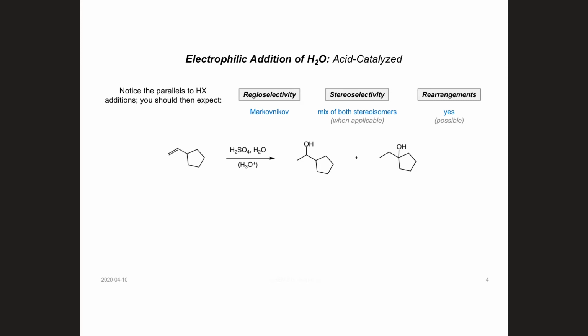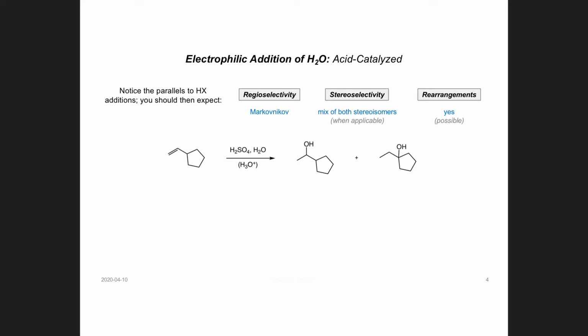So hopefully you observed from the previous mechanism there are a lot of parallels between the addition of water and the addition of, say, HBr. Both are acid catalyzed processes. They go through carbocation intermediates and they result in alkene addition products. Because of these parallels, you should expect a number of factors for these types of reactions. That is, you should expect Markovnikov regioselectivity. That is, the nucleophile should attach to the most substituted position. In this case, the nucleophile is going to be OH because the nucleophile is ultimately water.